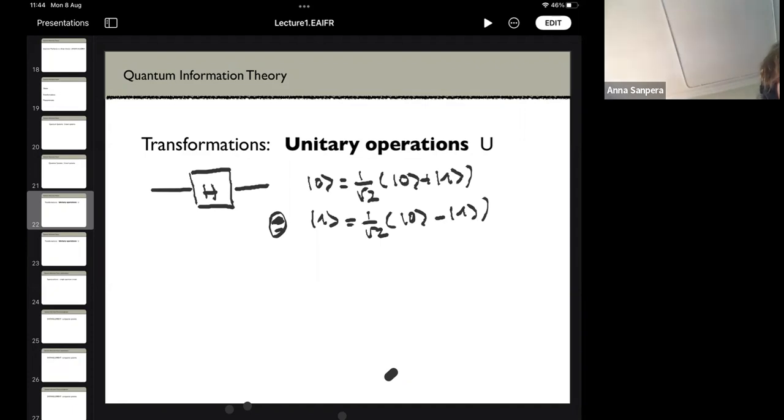When we do that, we have to write the gate. And how is this gate? Well, this gate is 1 over square root of 2, times the matrix 1, 1, 1, minus 1. And it's trivial to check that H dagger H is the identity.